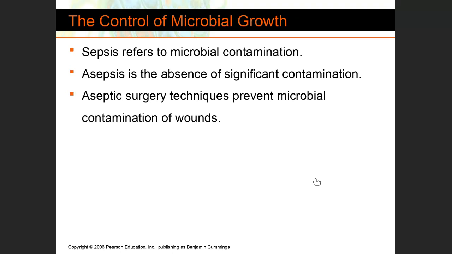Asepsis is the absence of significant contamination. So asepsis is not sterility. When it comes to sterility or sterile, that means there's no microorganisms at all. But asepsis just means there's not significant microorganisms present. So the way to avoid introducing those unwanted microorganisms is by practicing aseptic technique in surgery or in the microbiology lab. So in those cases, you are trying to prevent the introduction of those unwanted microorganisms.